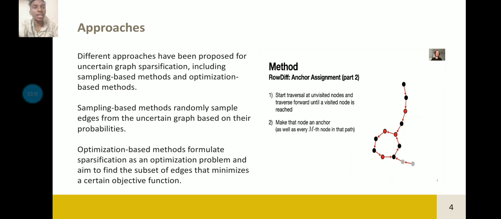Approaches. Different approaches have been proposed for uncertain graph specification, including sampling-based methods and optimization-based methods. Sampling-based methods randomly sample edges from the uncertain graph based on their probabilities. Optimization-based methods formulate specification as an optimization problem and aim to find the subset of edges that minimizes a certain objective function.